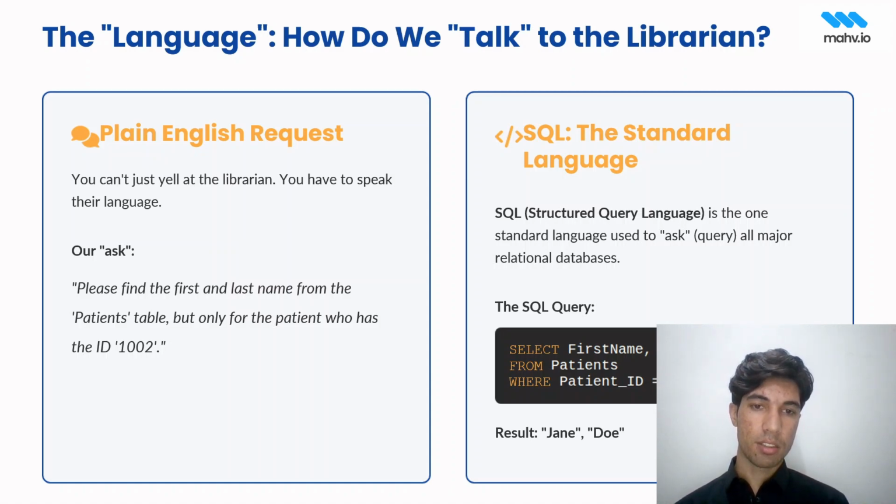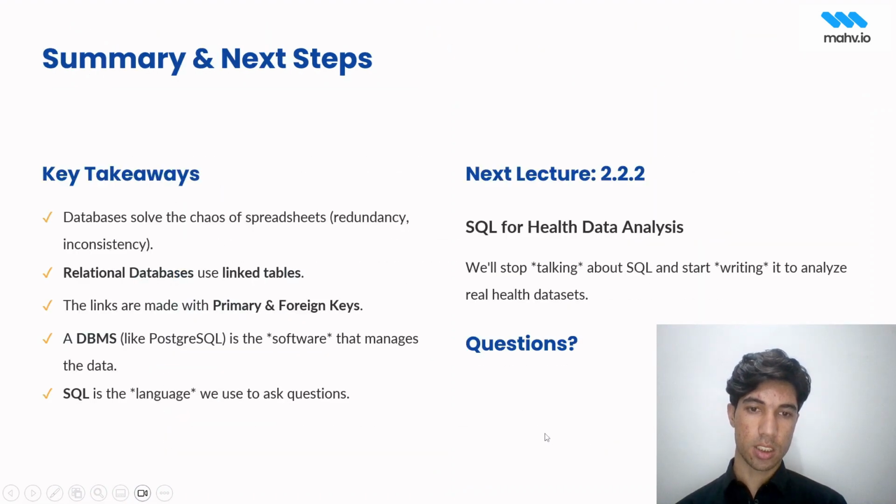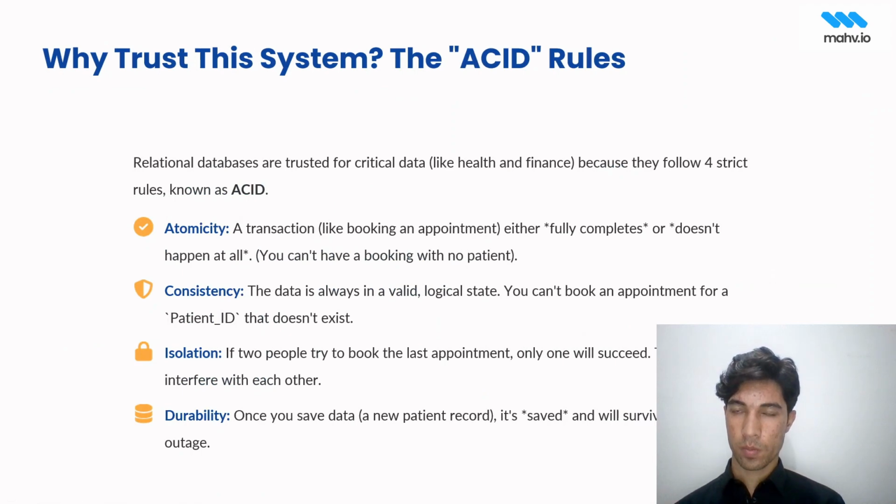And this is an example of an SQL query. This is what a basic SQL query looks like. SELECT first_name, last_name, and these are the attributes, the column names, FROM a specific table, WHERE, and this is the condition, patient_id equals 1002. So it will give us this result, that the patient is John Doe.